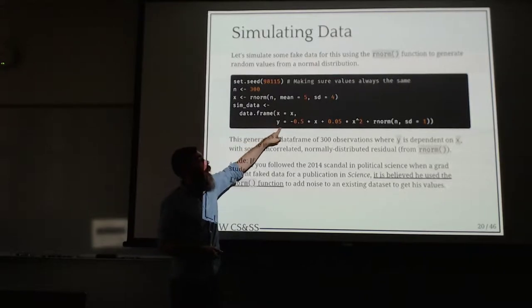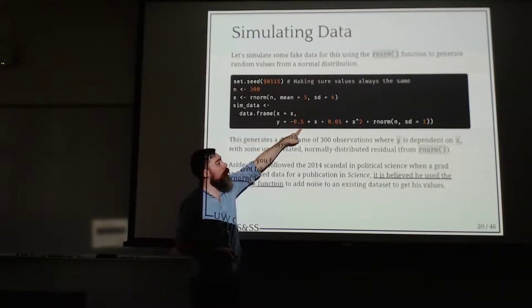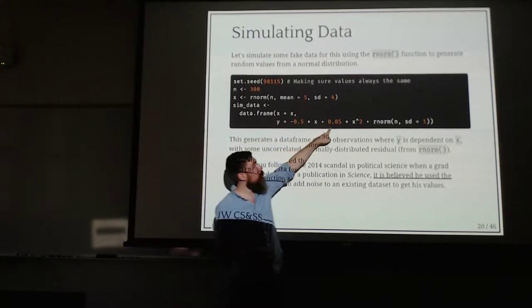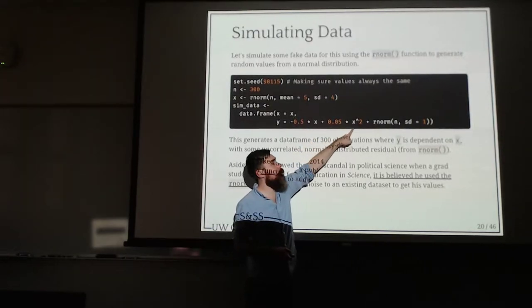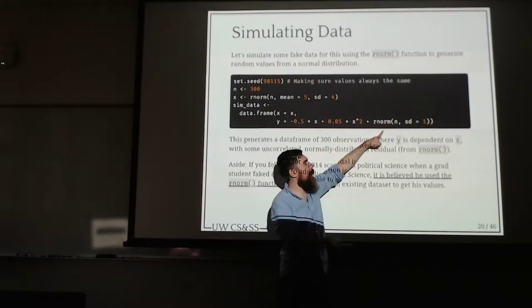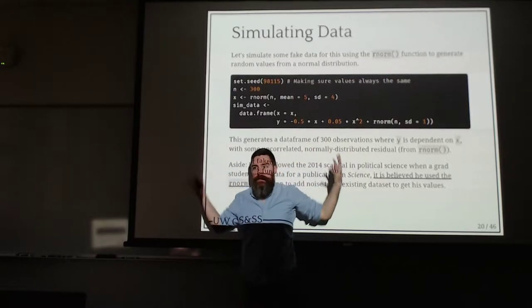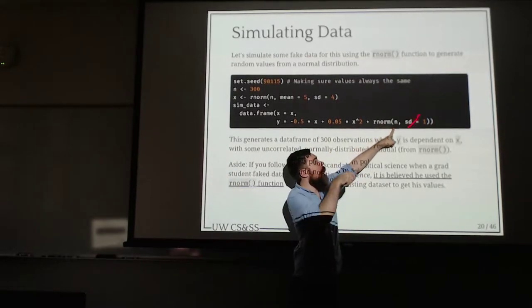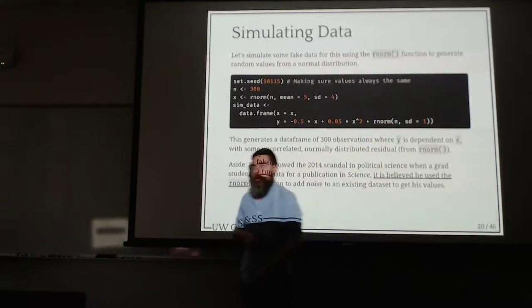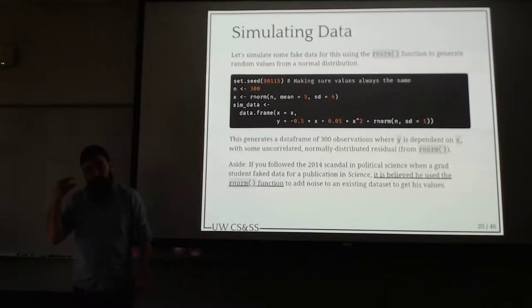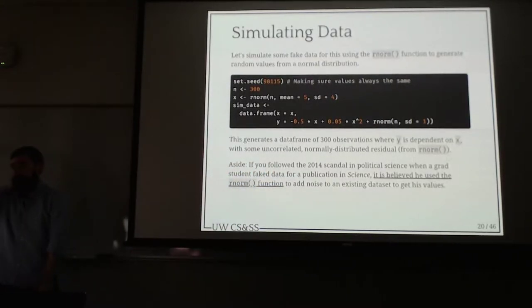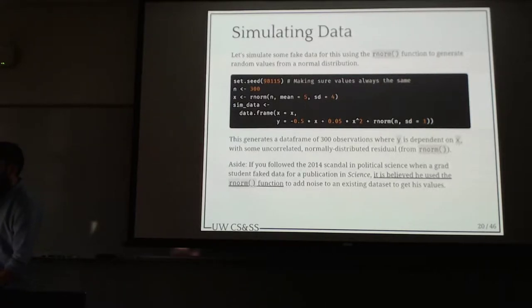So I say y is equal to negative 0.5 times x plus 0.05 times x squared plus some stochastic error term, some randomly distributed error term, size n300, standard deviation 1. So I've essentially added a standard deviation 1 error term on the outside of something. Yeah. So the rnorm is a stochastic, like, randomization function? Kind of.